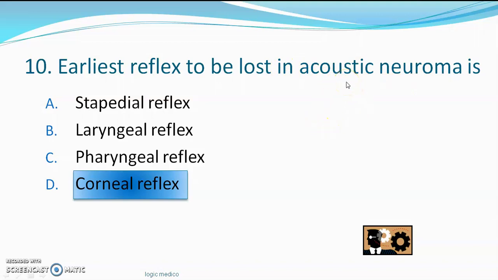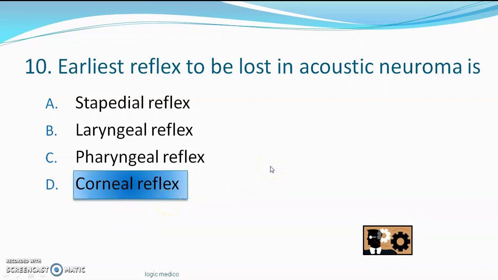As the tumor extends, the first nerve to be involved is the 5th cranial nerve, or the trigeminal nerve. It has 3 divisions: ophthalmic, maxillary and mandibular. Ophthalmic division supplies the cornea. So whenever you take a cotton and touch the edge of the cornea, there should be a blink response, so that will be lost. That is called corneal reflex lost.